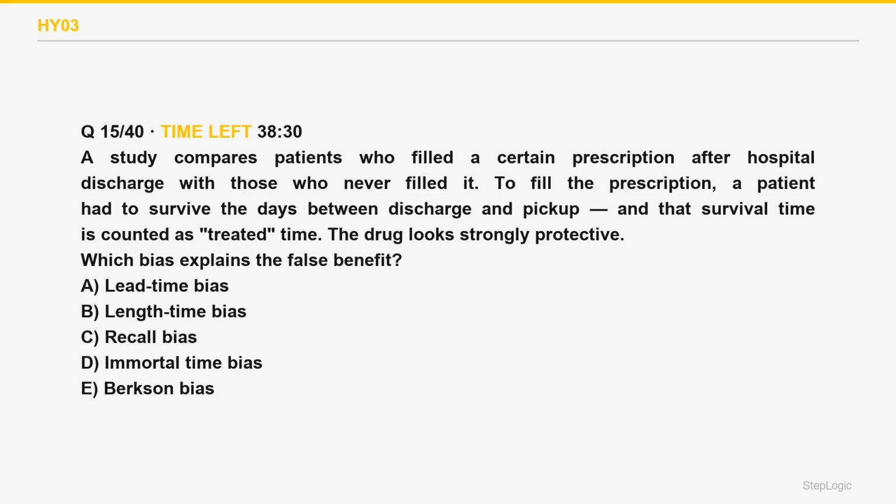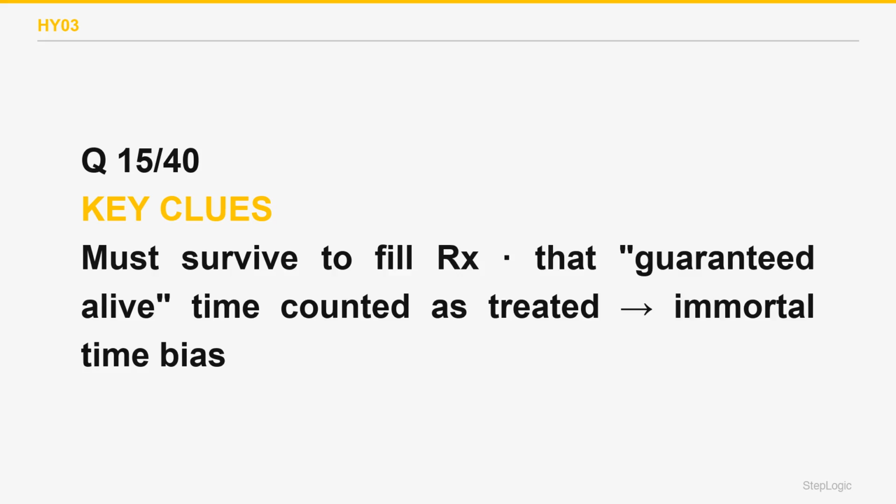Which bias explains the false benefit? A study compares patients who filled a certain prescription after hospital discharge with those who never filled it. To fill the prescription, a patient had to survive the days between discharge and pickup, and that survival time is counted as treated time. The drug looks strongly protective. Read the command: the bias from guaranteed survival time. Patients had to live long enough to get treated.